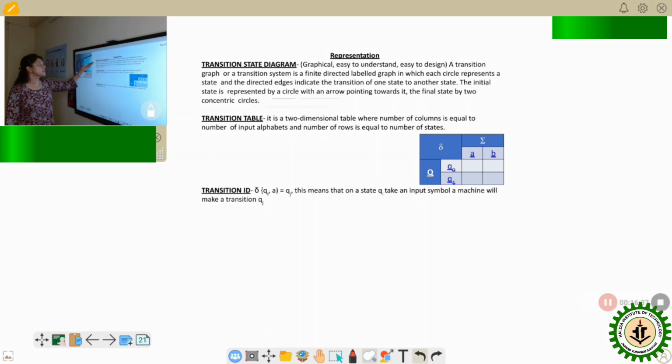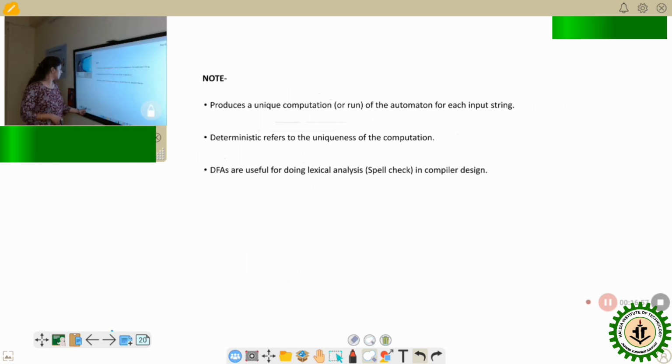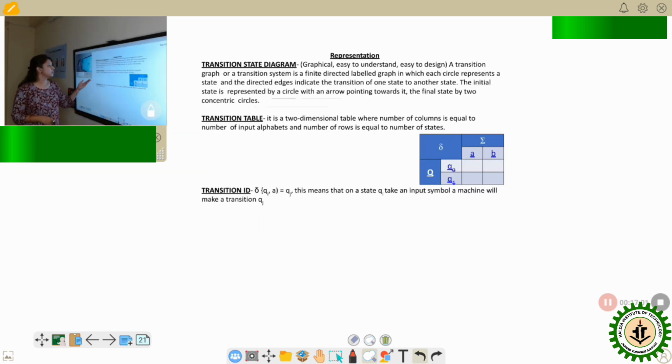Now representation. The first representation is the transition state diagram. So what is a transition state diagram? It is a graphical representation of finite automata. A transition graph or transition system is a finite directed labeled graph in which each circle represents a state and directed edges indicate the transition from one state to another state. The initial state is represented by a circle with an arrow pointing towards it, that means an incoming edge, and the final state by two concentric circles.